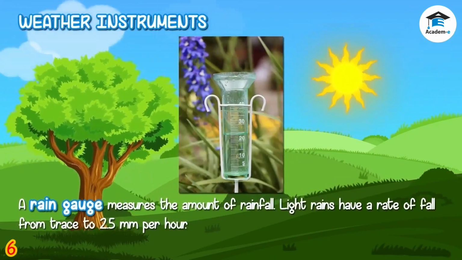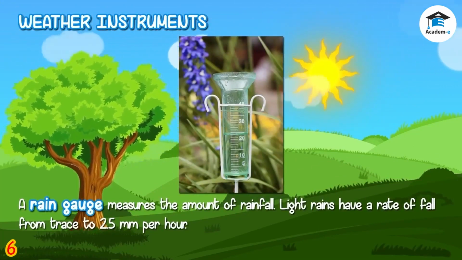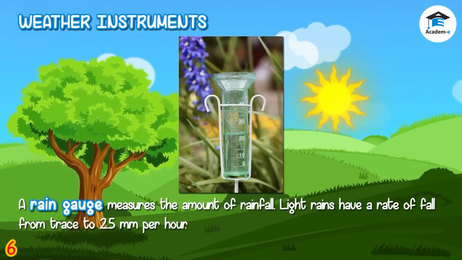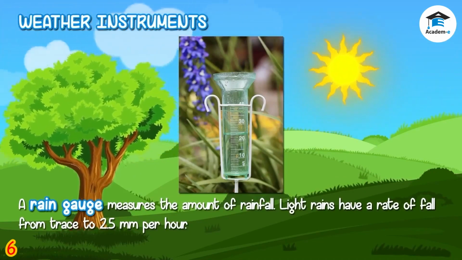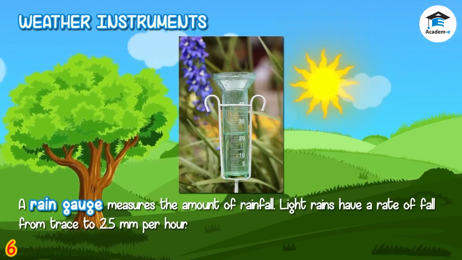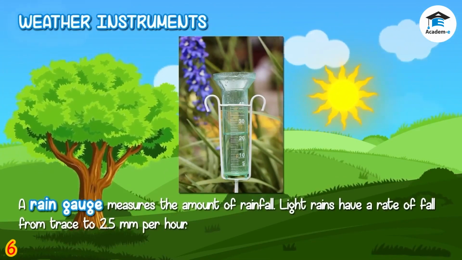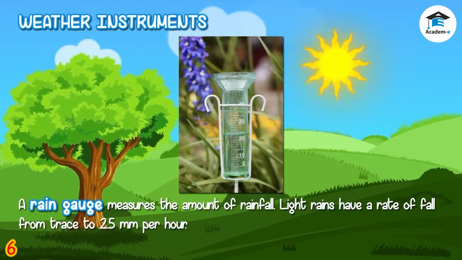A rain gauge measures the amount of rainfall. Light rains have a rate of fall from trace to 2.5 millimeters per hour. Trace means that the amount of rain is not enough to be measured by the rain gauge. The rate of fall of moderate rain is between 2.5 millimeters and 7.5 millimeters per hour. The rate of fall of heavy rain is greater than 7.5 millimeters per hour.